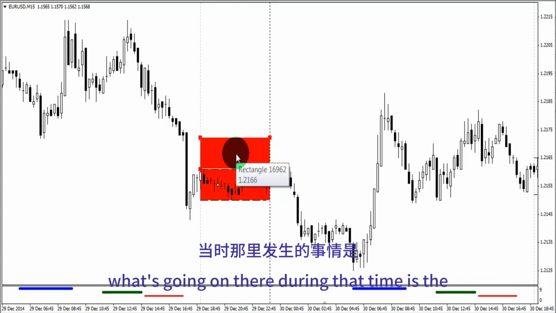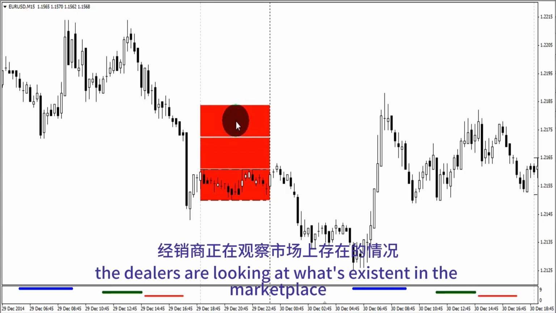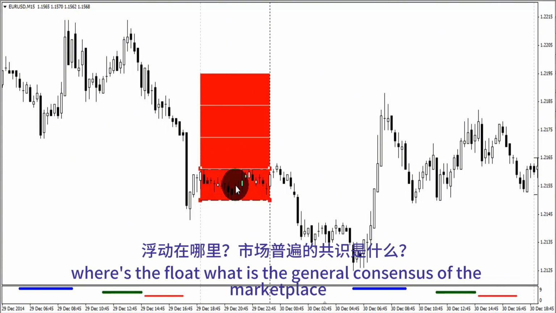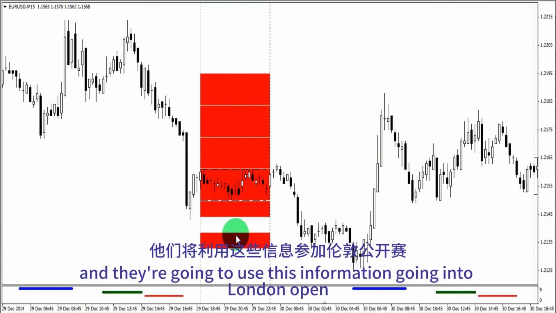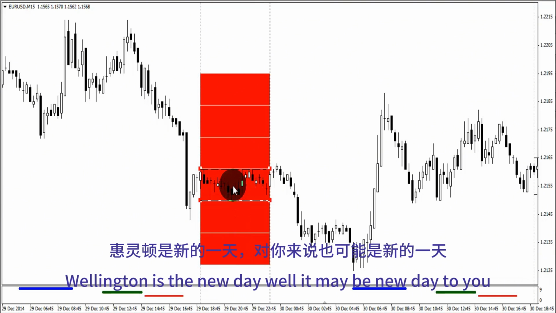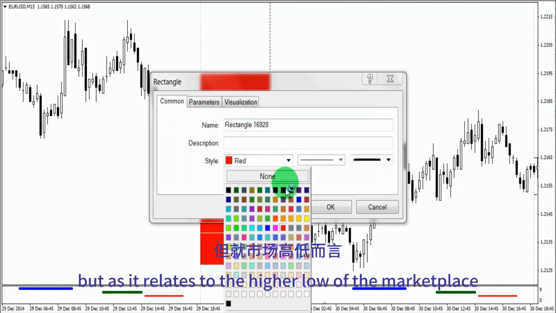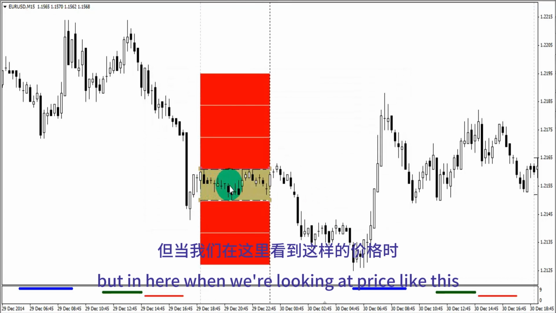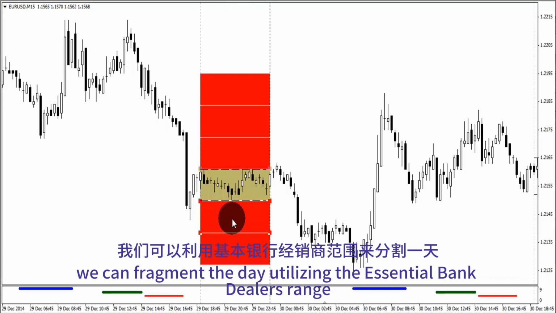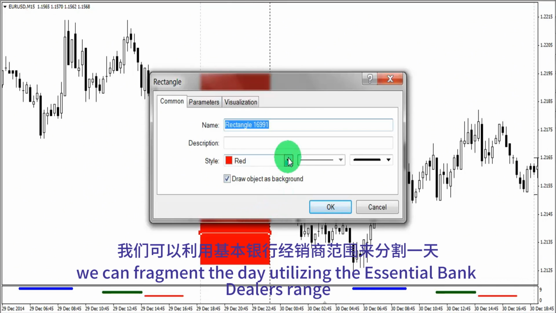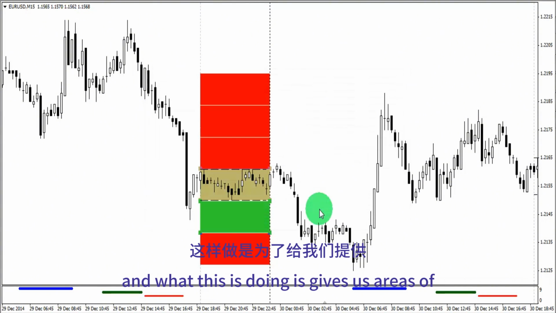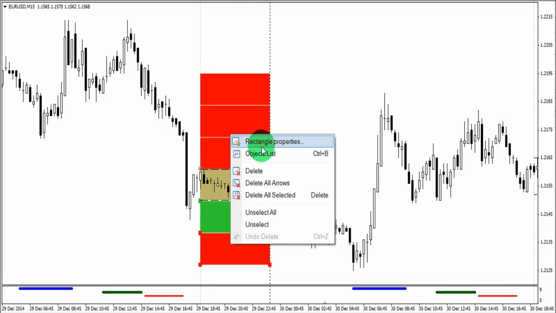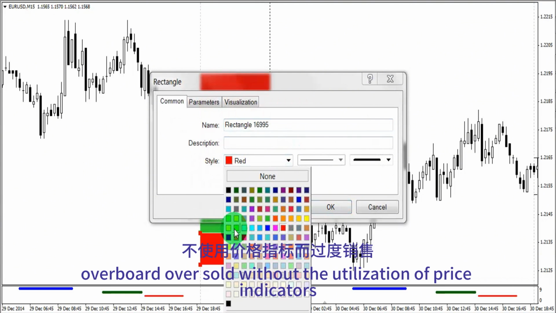What's going on there during that time is the dealers are looking at what's existing in the marketplace. In other words, where are all the open orders? Where's the float? What is the general consensus of the marketplace? And they're going to use this information going into London Open. Now, I know some of you are going to argue, well, Wellington is the new day. Well, it may be the new day to you, but as it relates to the high and low of the marketplace for the 24-hour day, it doesn't mean much. It's too early in the day. But when we're looking at price like this, we can fragment the day utilizing the central bank dealers range, and this gives us areas of overbought and oversold without the utilization of price indicators.